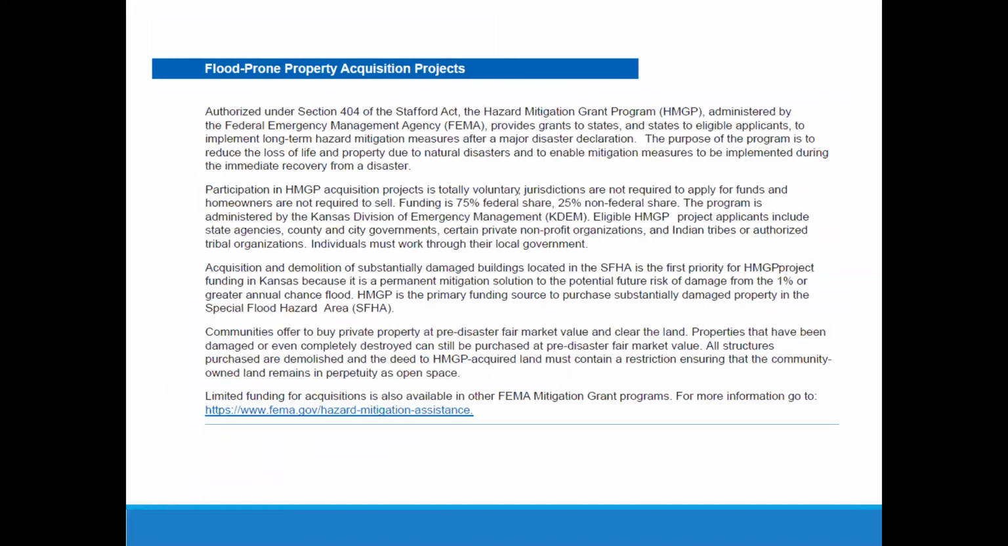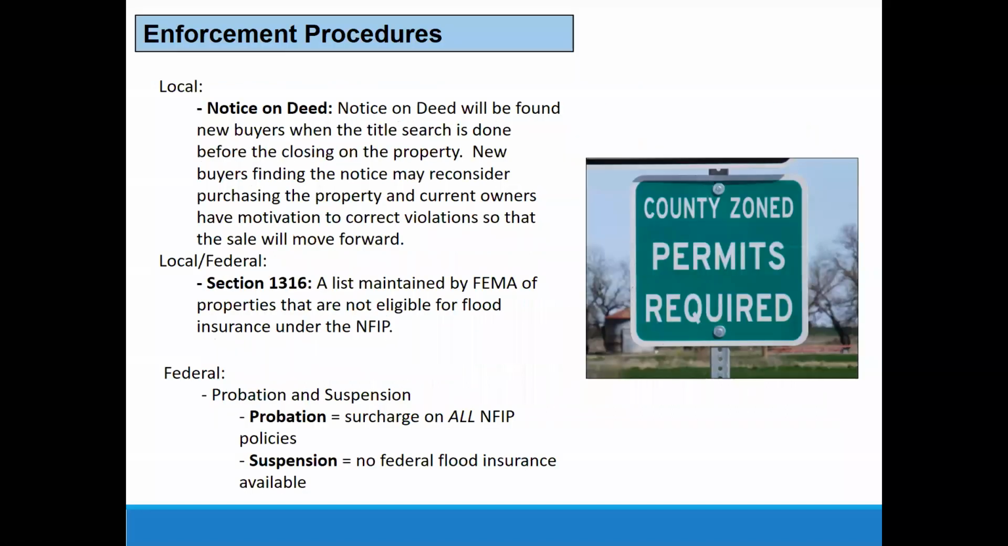We do buyouts for properties here in Kansas. This is some information about that. If you have a flood-prone property and a person wants to get out, read this page and give me a call, and I'll put you in touch with the right people at Kansas Division of Emergency Management.